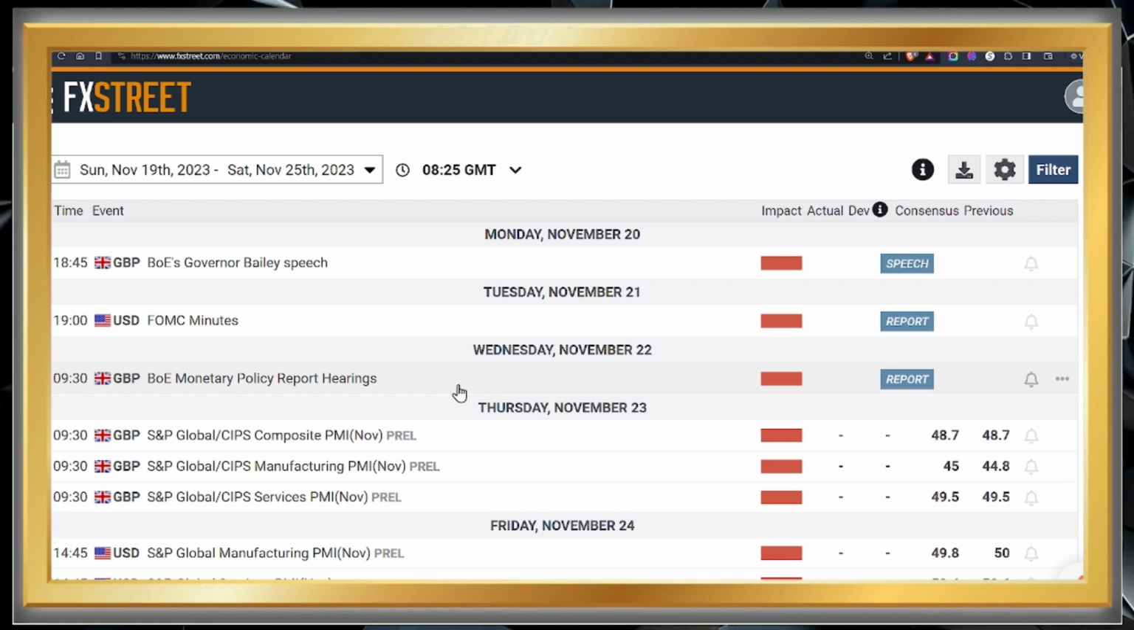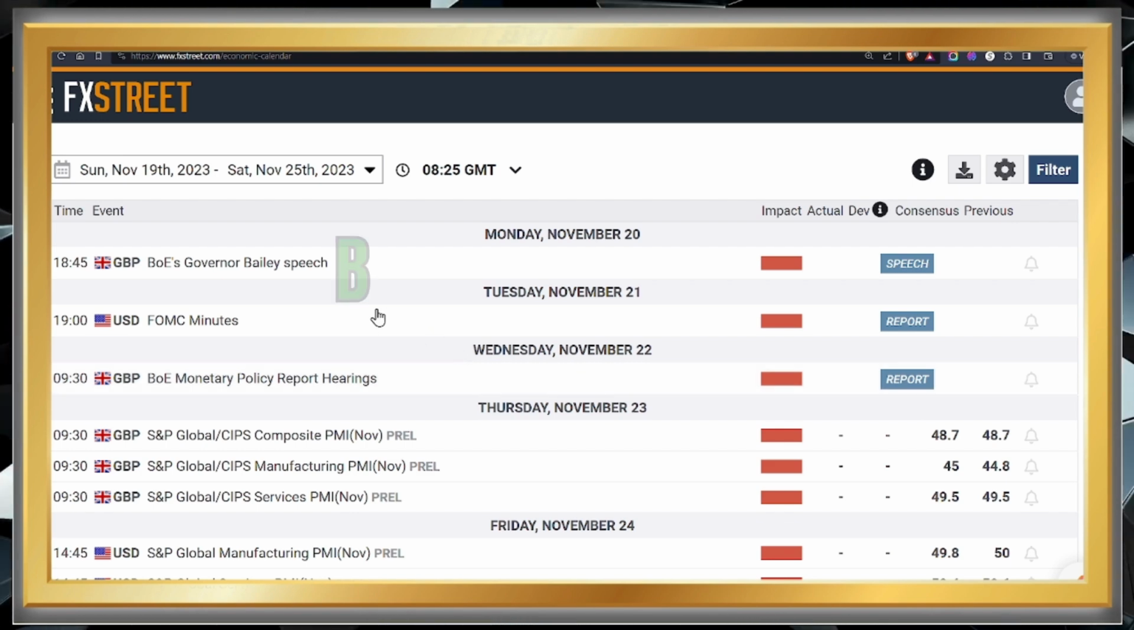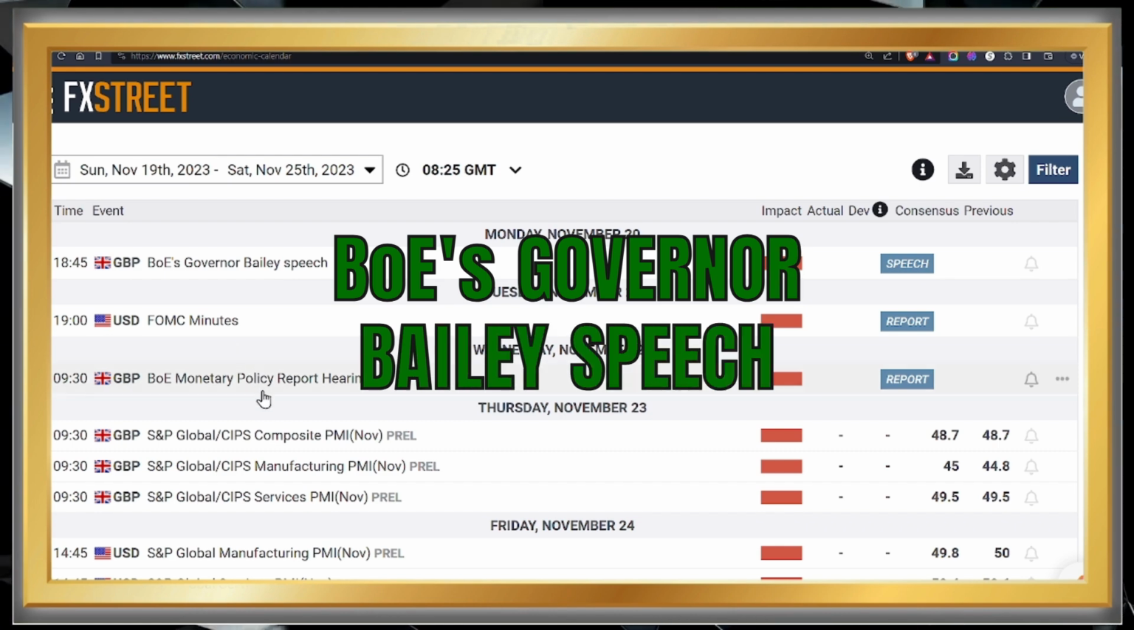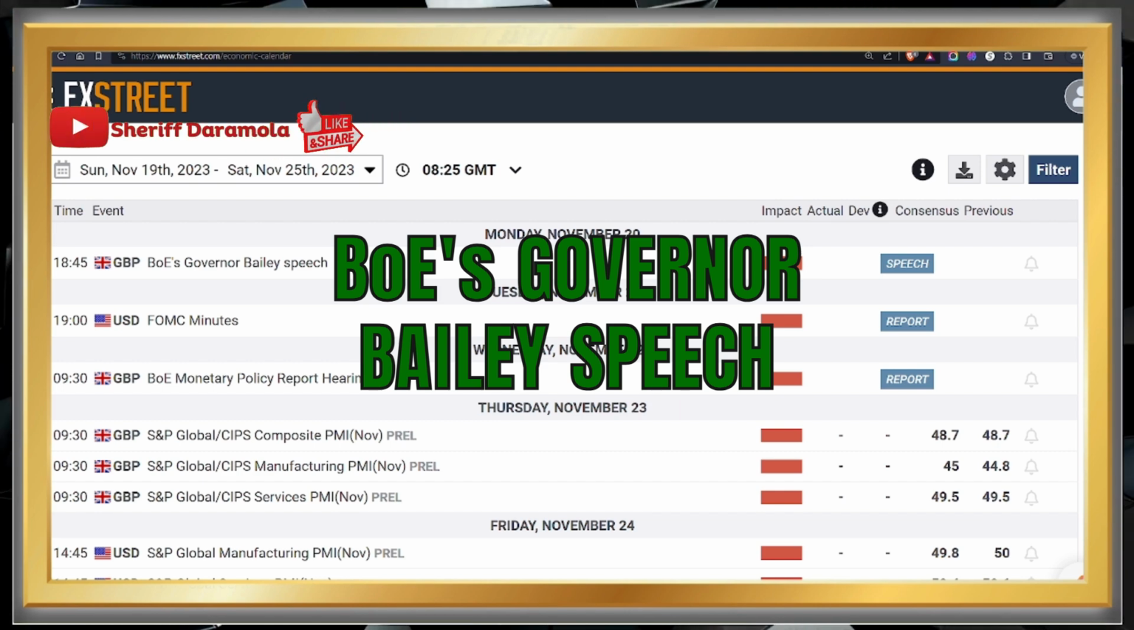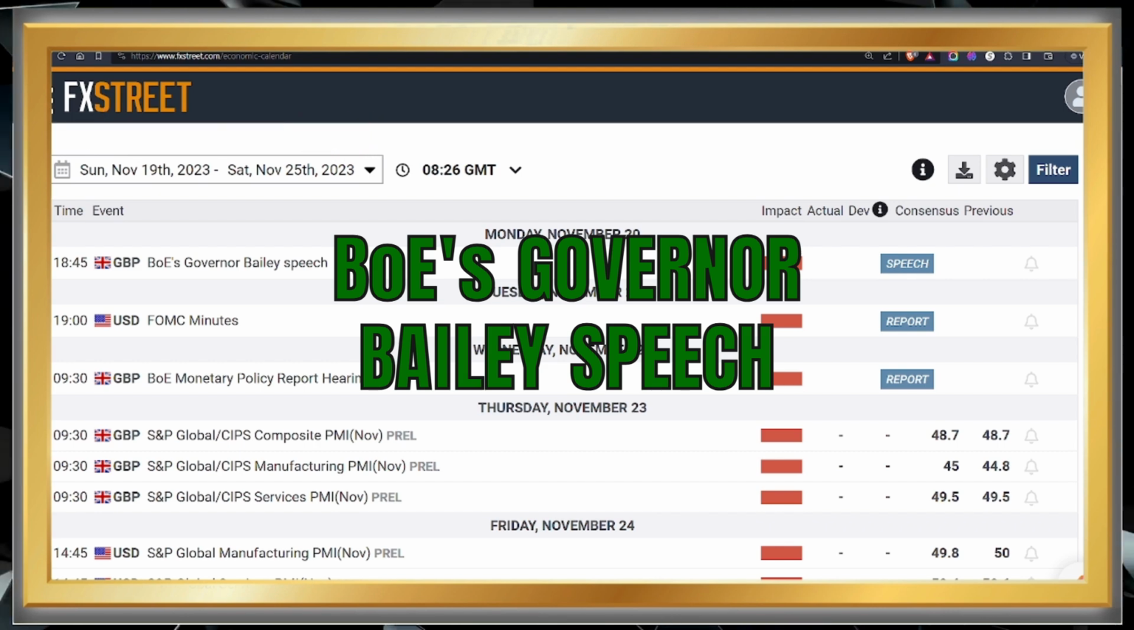The first one here is coming in on Monday, November 28th, and that is the Bank of England's Governor Bailey's speech. And we all know how important this speech is, as it gives us an insight into the central bank's outlook on the economy, potential policy shifts, and interest rate changes that may likely happen, which will of course impact our trading decisions and market sentiments.